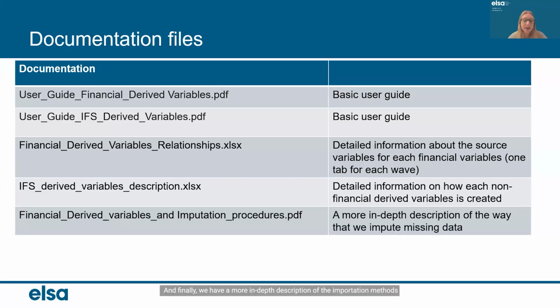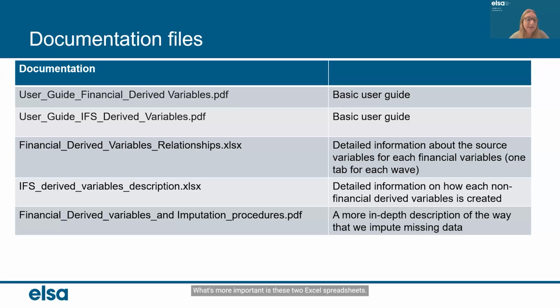And finally, we have a more in-depth description of the imputation methods that are used to derive the missing and incomplete financial derived variables. This is worth a read if you care about how this was done, and maybe you might want to do it differently yourself. But for the average user, it's probably not an essential read.